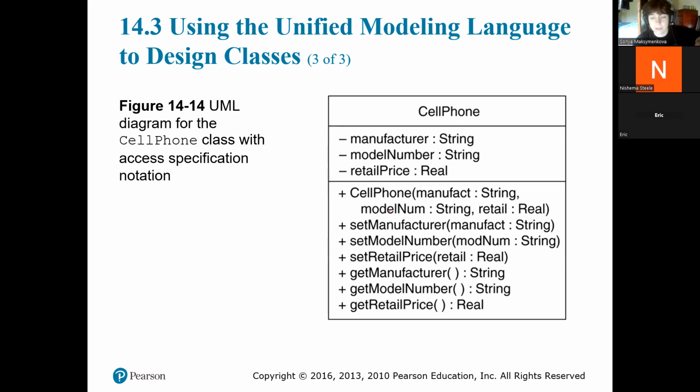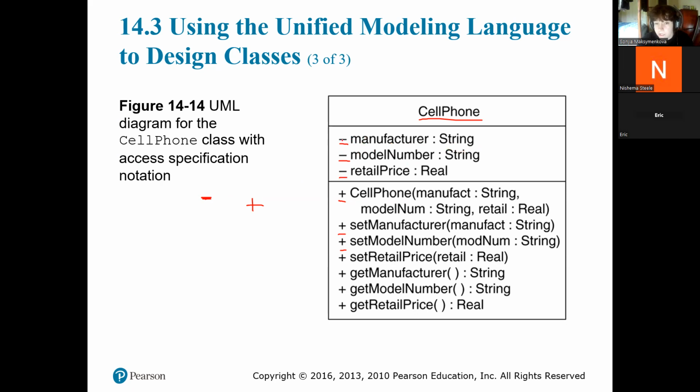I know it's a lot, but let me just describe this to you. As you can see here, cell phone is the name of the class, so it goes in the very top. Then these are our access specifiers. A minus sign means private, you can't access it. A plus sign equals public, everybody can see it. And remember, our variables were private, so that's why there is a minus sign in front of the names of our variables. You put your access specifier, then the name of your variable, and then the data type of that variable.